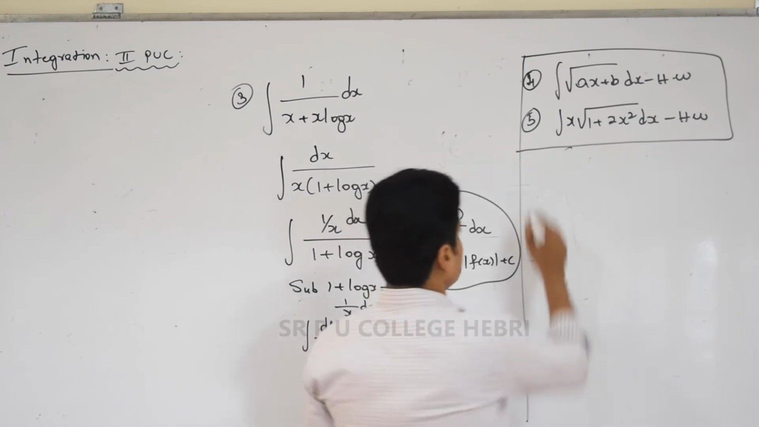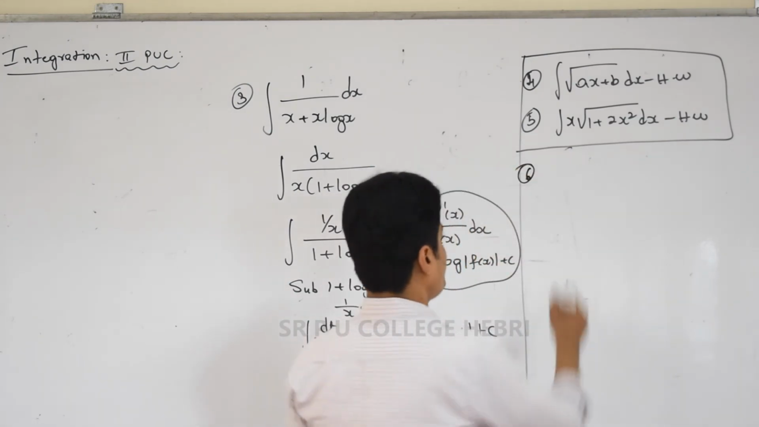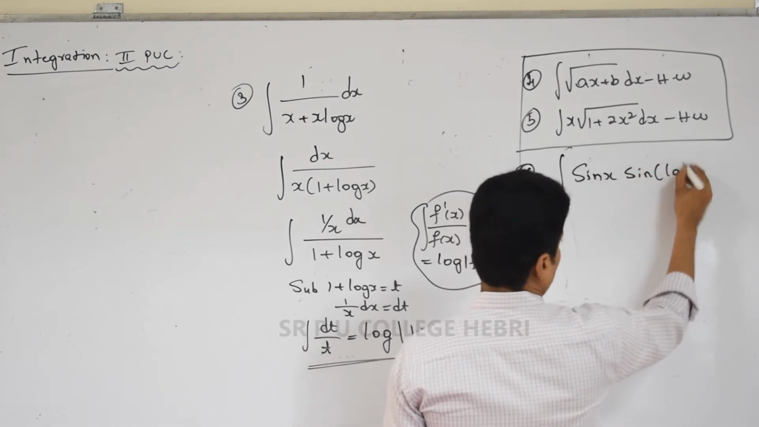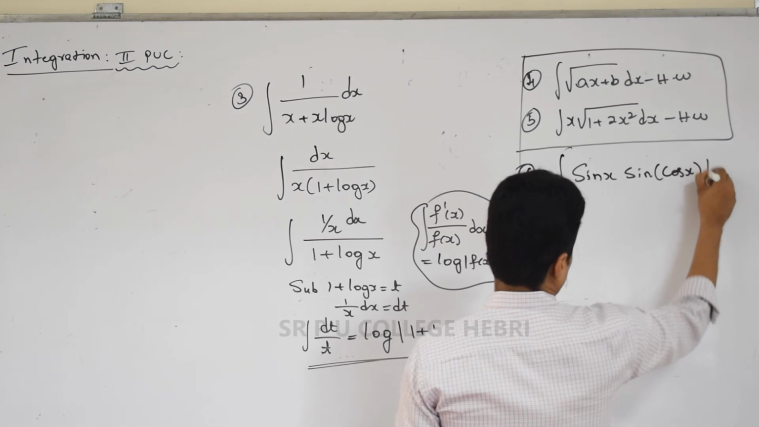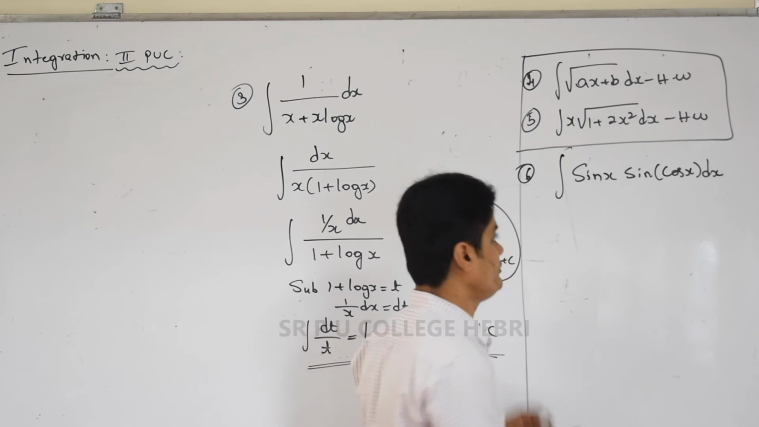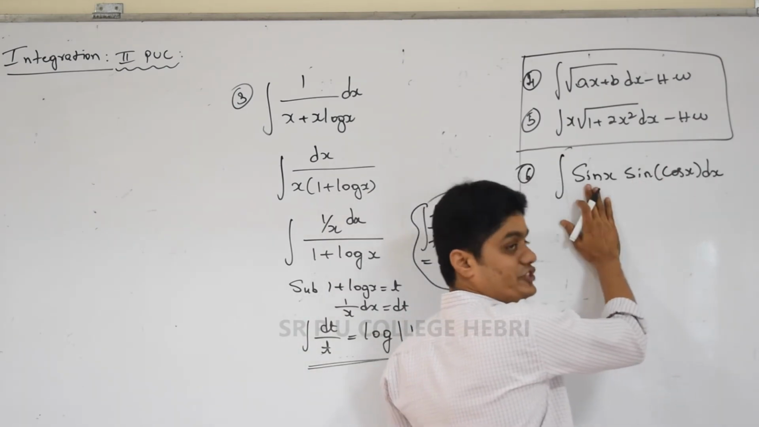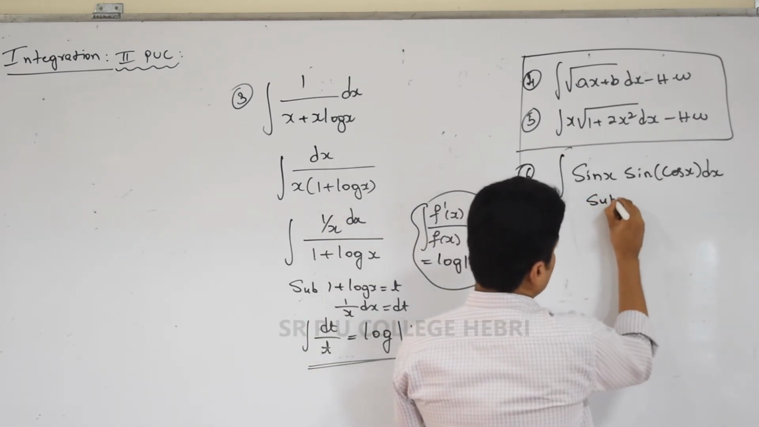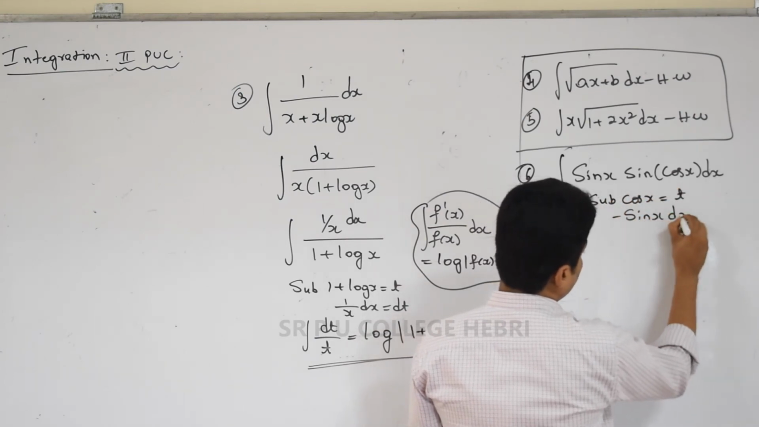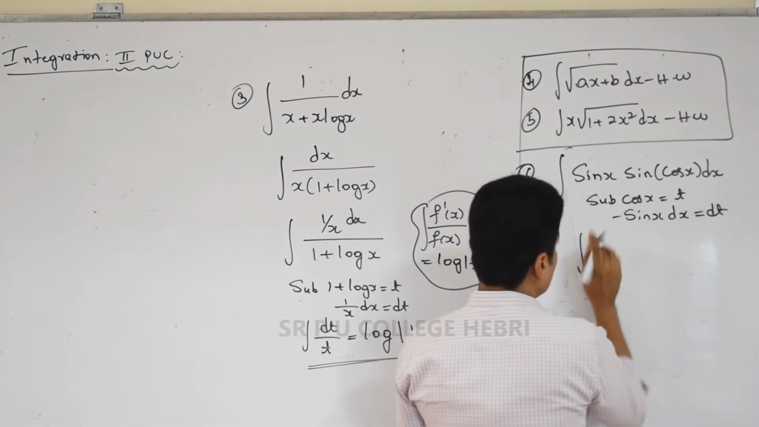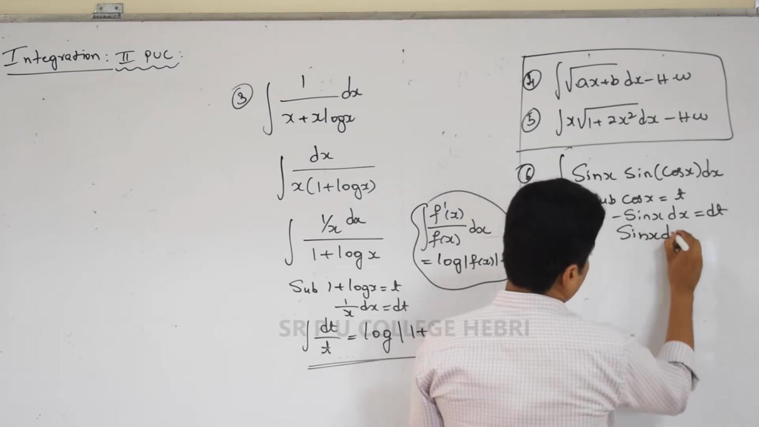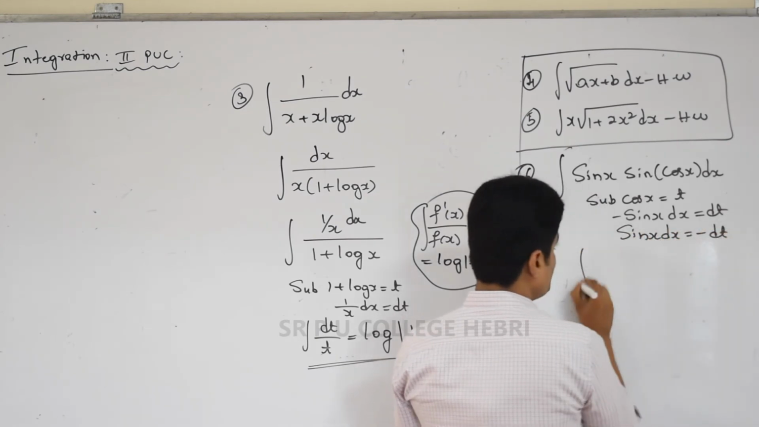Okay, yeah. Sixth problem, integration of sin x into sin of cos x. How can you solve this problem? Can you tell me? This is in which form? f of g of x into g dash of x, right? So substitute cos x is equal to t. When you differentiate, what do you get? Minus sin x dx is equal to dt. Correct? Minus is not required, so you can write like this: sin x dx is equal to minus dt.